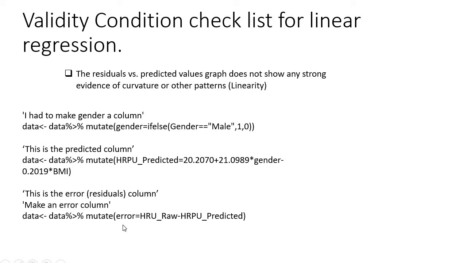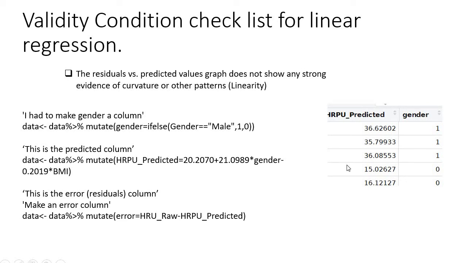I actually did this in class with you. There's already a video on it, but I just took the HRU raw, which was the actual hand-release push-ups, so your IOCT time or whatever you used would be here, and your IOCT predicted would go here if you were doing the same thing.